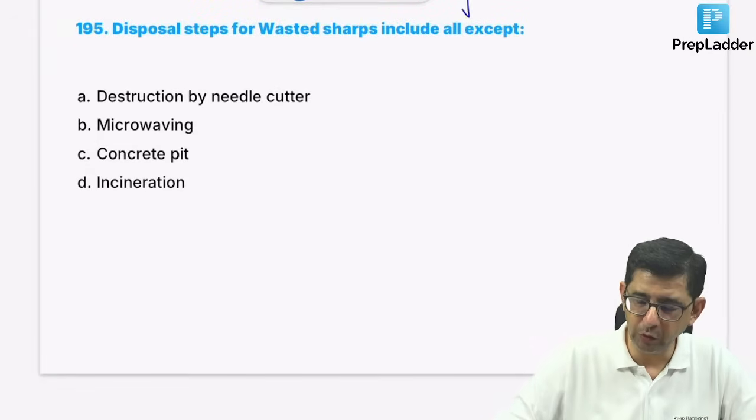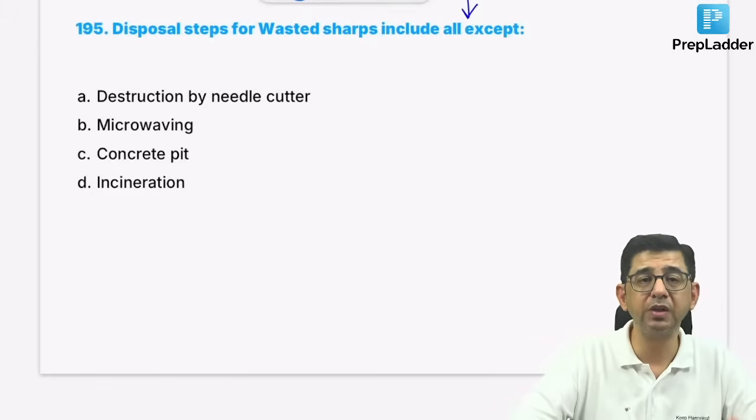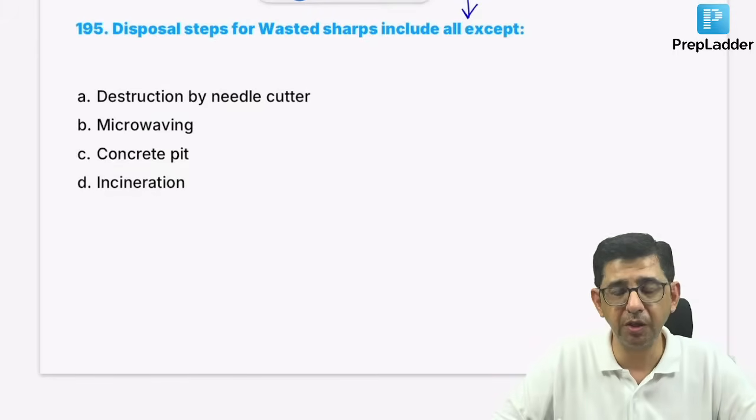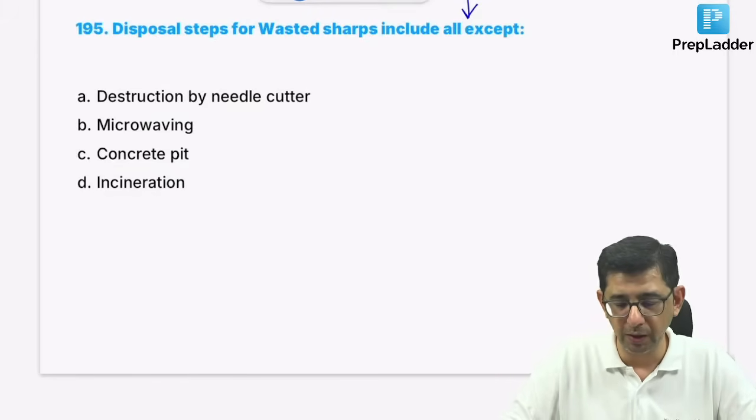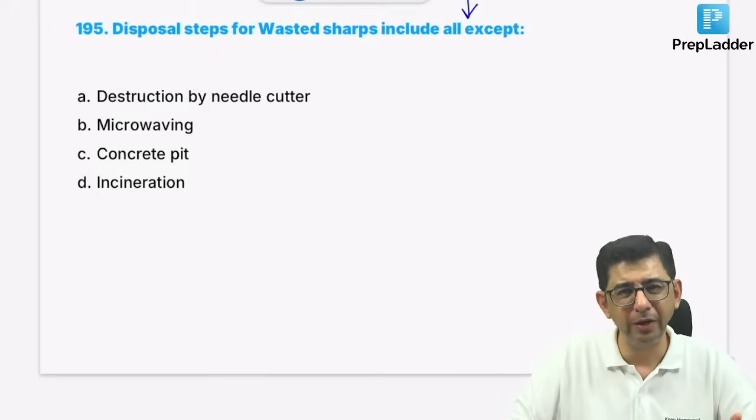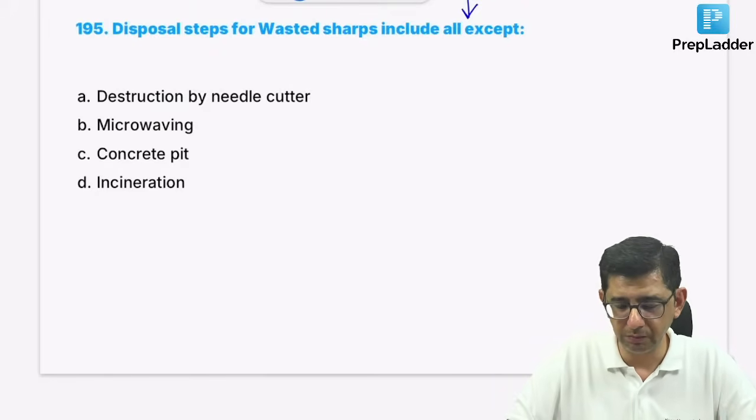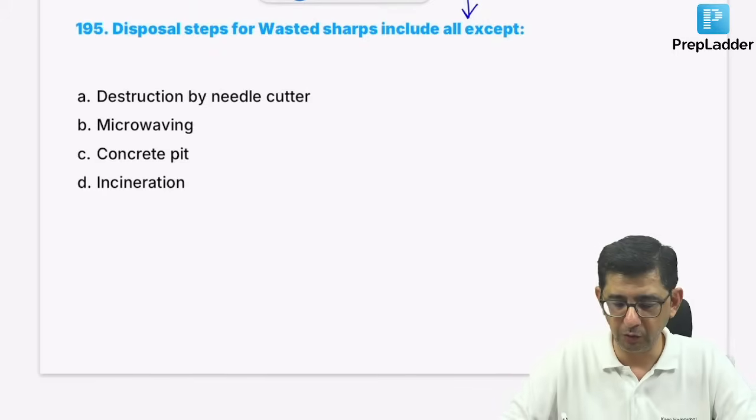Okay, last 5 to go. This is an all-except MCQ. He says disposal steps for waste sharps would include all of the following except needles, right? What we're talking about is biomedical waste disposal. Questions usually come on this. So which is not a component, right? Or which will not be used.